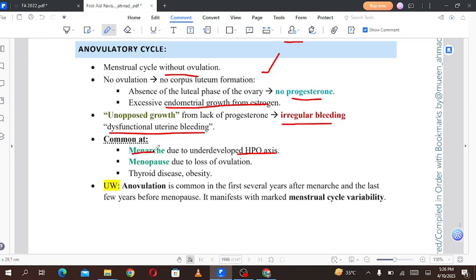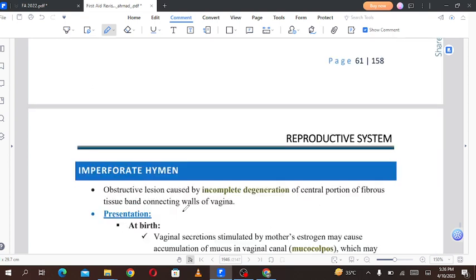Then menopause, due to the loss of ovulation, and thyroid disease, that is obesity. UWorld point: anovulation is common in the first several years after menarche and the last few years before menopause. It manifests with a marked menstrual cycle variability. Imperforate hymen.